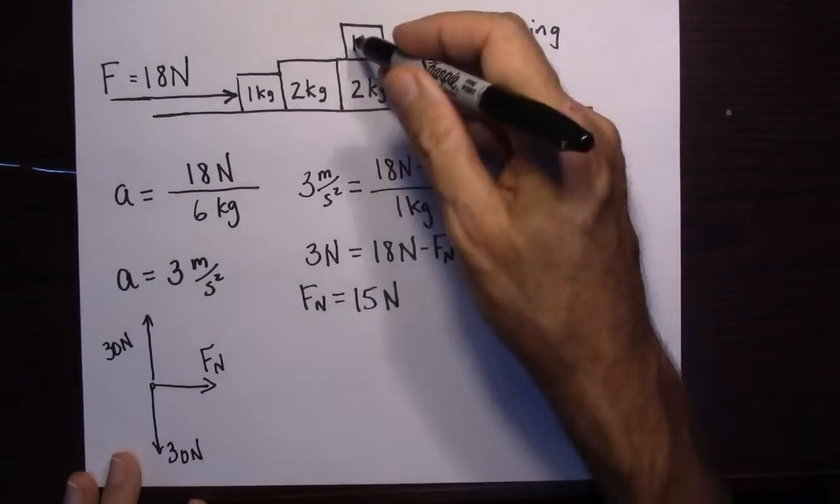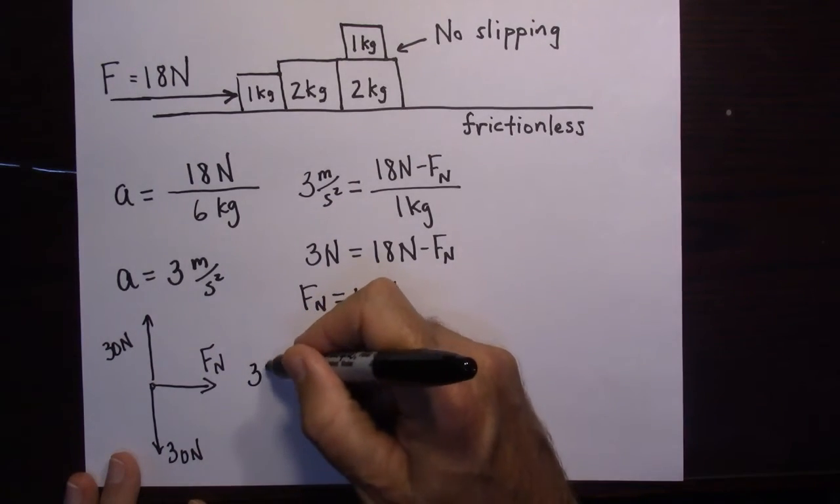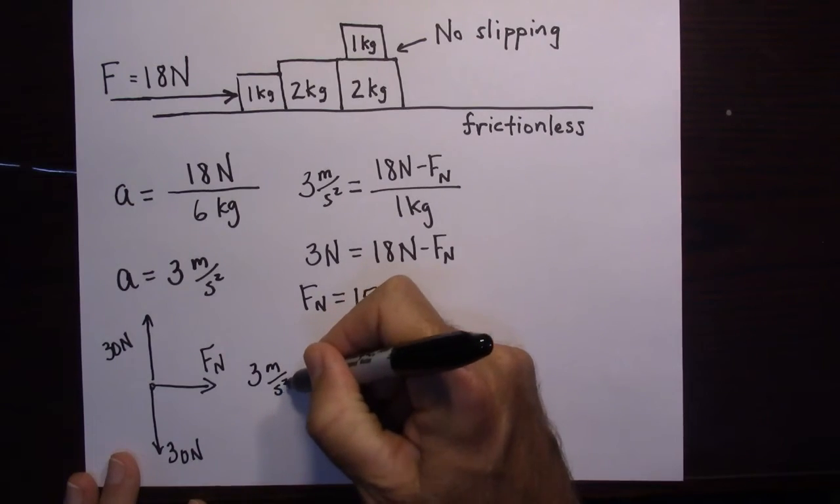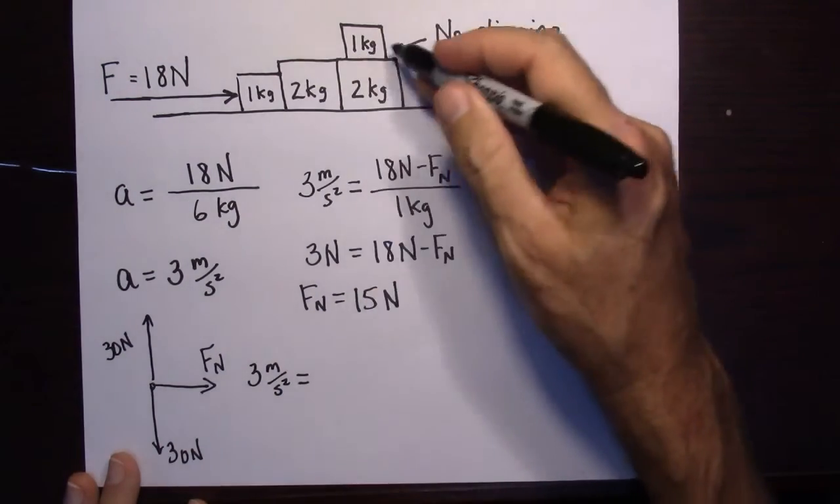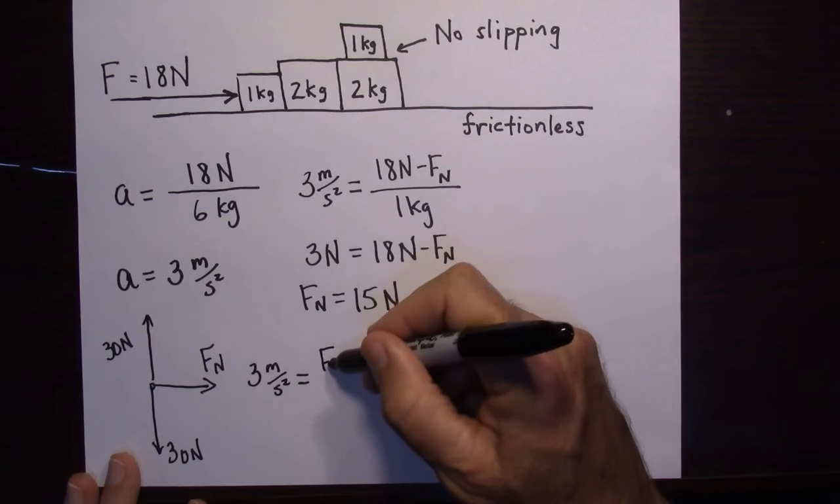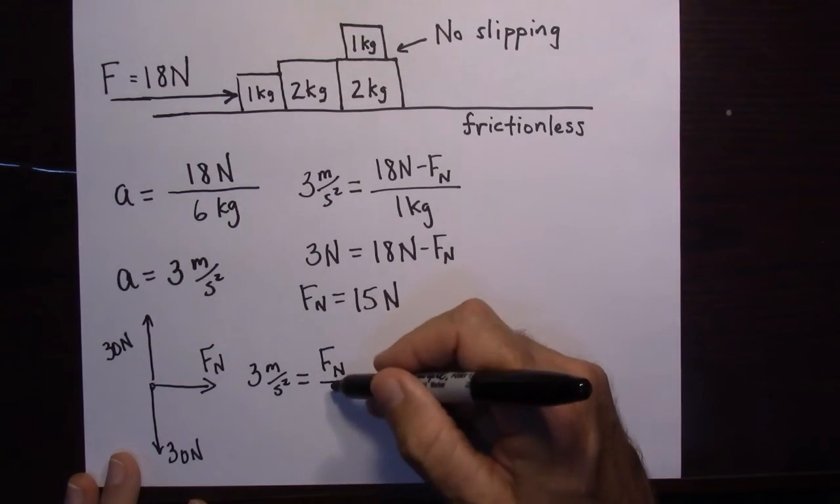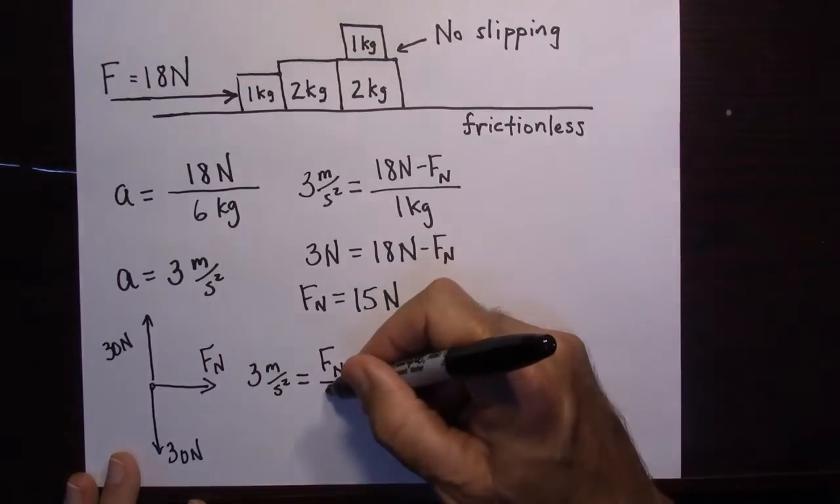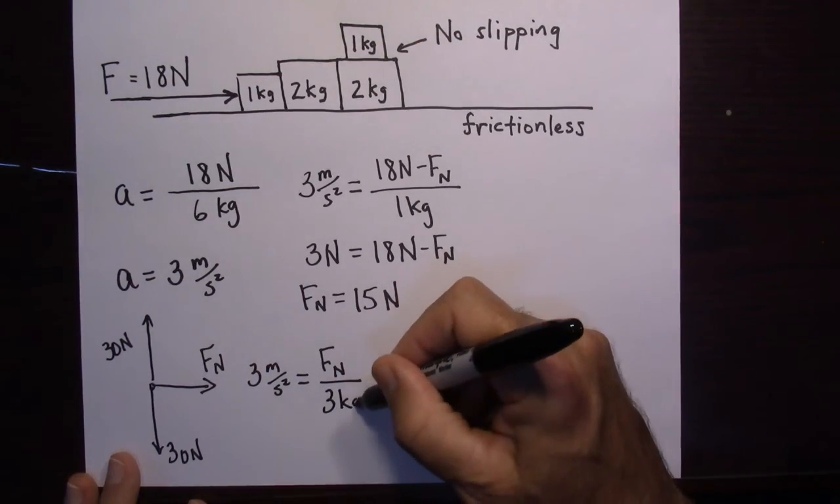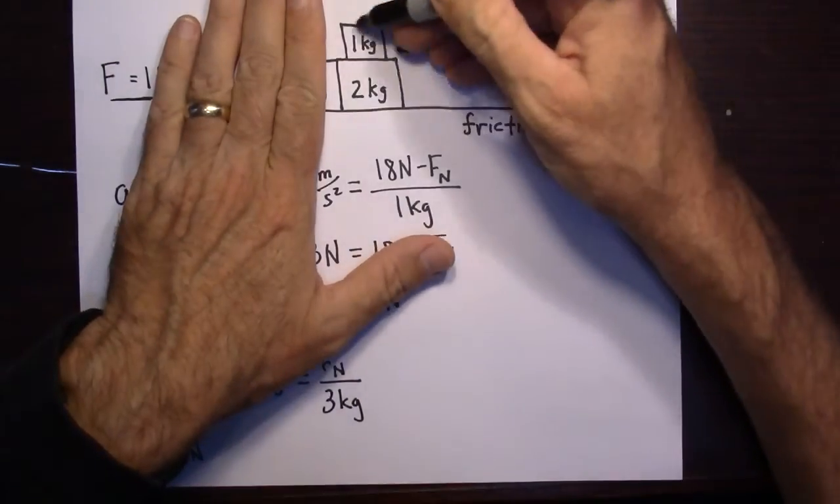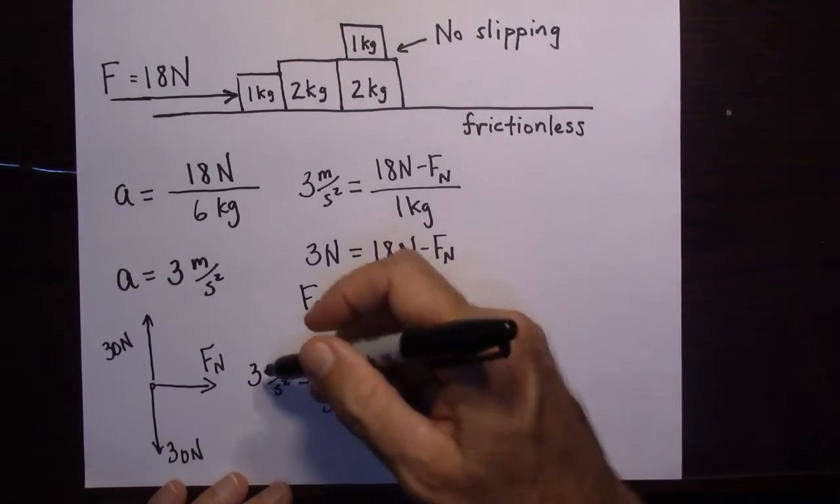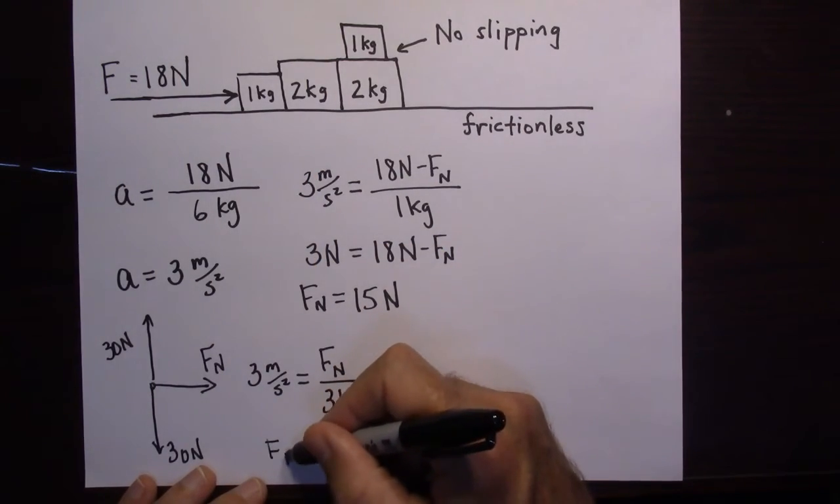So A of the system is 3 meters per second squared. That's equal to the net force on the system, which is just the normal force. So this Fn is not net, it's normal. It's the normal force. And then divide it by 3 kilograms. You always have to put the system's mass that you're looking at. So we're only looking at that. Bring this to the other side. So the normal force is 9 newtons.